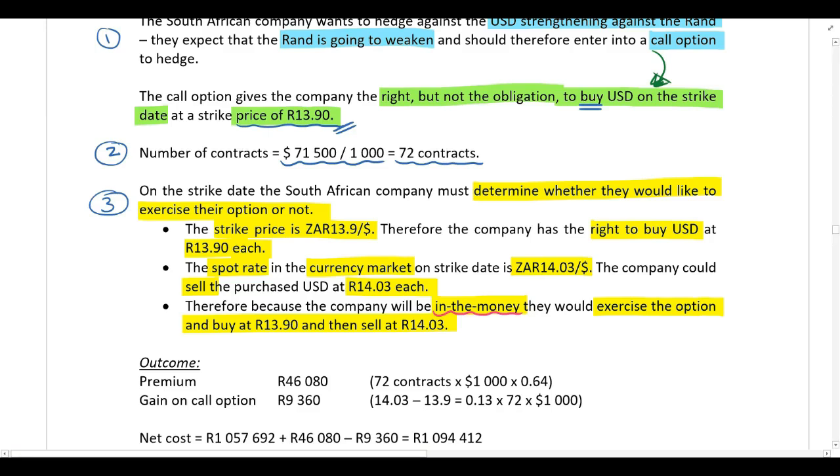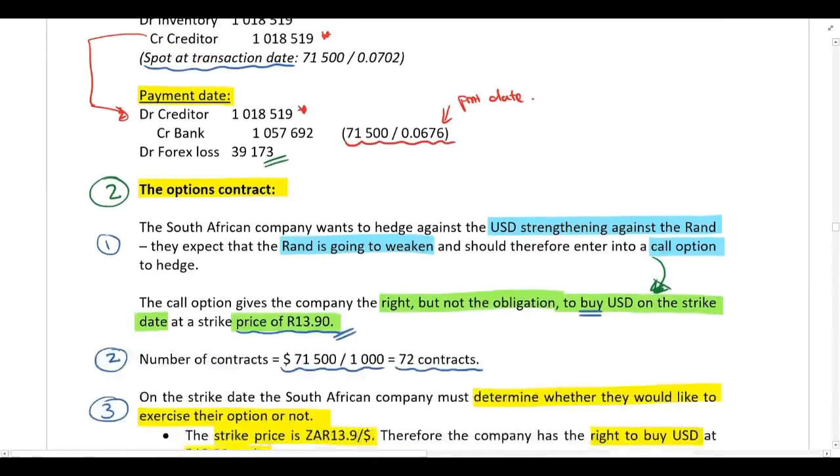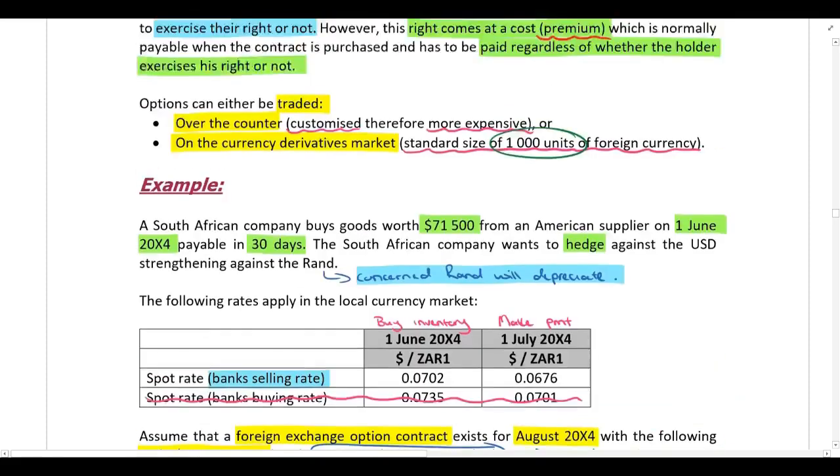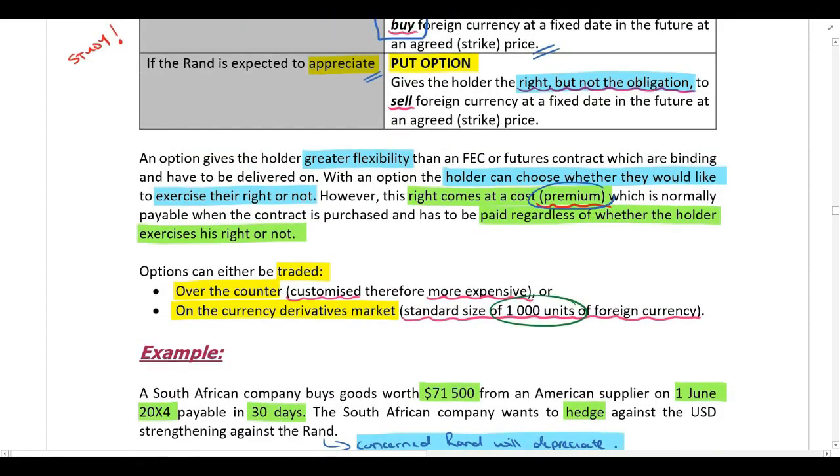Then lastly, we just need to determine what the financial impact of this is. Now, please note we said the benefit of an options contract is you don't have to exercise the contract if it's not in your favor. However, because of that additional flexibility, you are going to pay a premium on the options contract. So that additional flexibility, which gives you the right to choose what you want to do, comes at a cost. And that premium is paid regardless of whether the option is exercised or not.